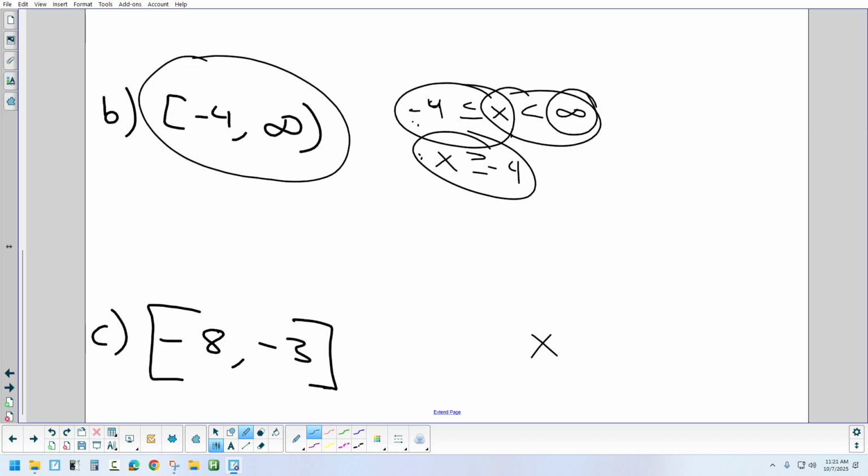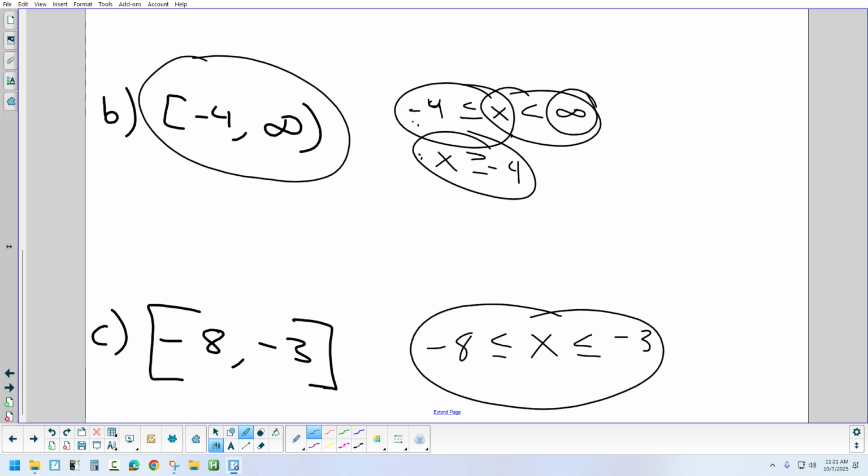What number would go on the left? And on the right? And what symbol are we gonna use in both spots? Less than or what? Oh, sorry. Less than or equal to. Less than or equal to. And that's how you write this one. So that's your inequality. That's your interval or set notation. Okay. Questions on going between those two?